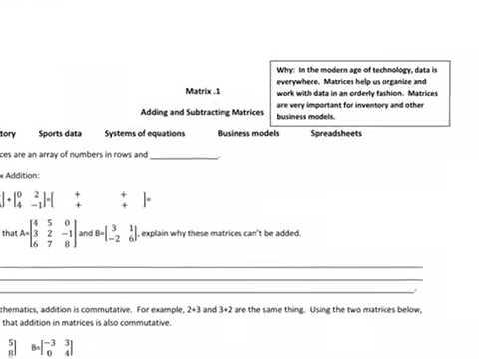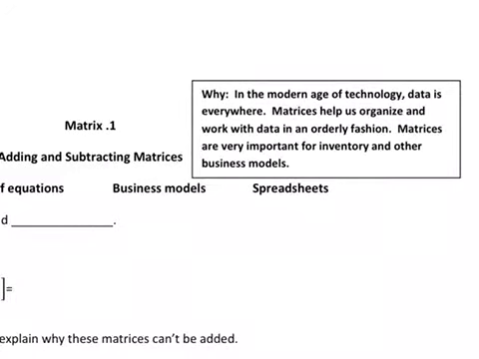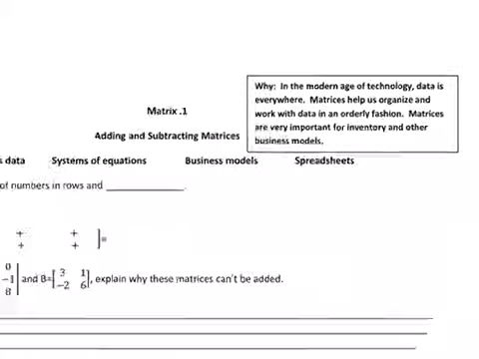Hello, here we're going to look at Matrix 1. Why? In the modern age of technology, data is everywhere. Matrices help us organize and work with data in an orderly fashion. Matrices are very important for inventory and other business models.